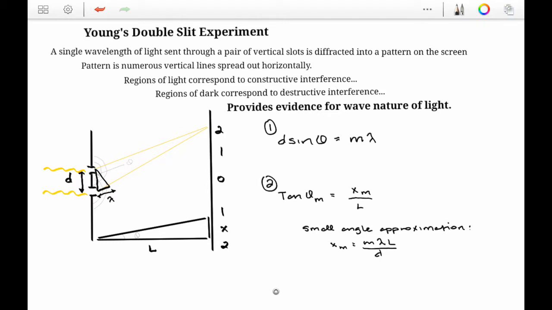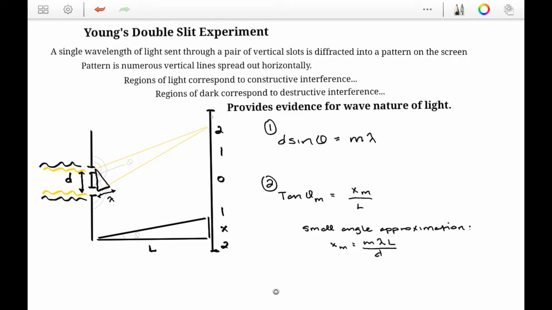And so what Young decided to do was set up a diffraction grating with two slits. As you can see in this diagram, we have two slits for light to pass through. This light is single wavelength, monochromatic light, and it's sent through the pair of vertical slits, through which it is diffracted onto this screen. Here's the screen, and you can see how this light is going to travel and diffract on this screen.